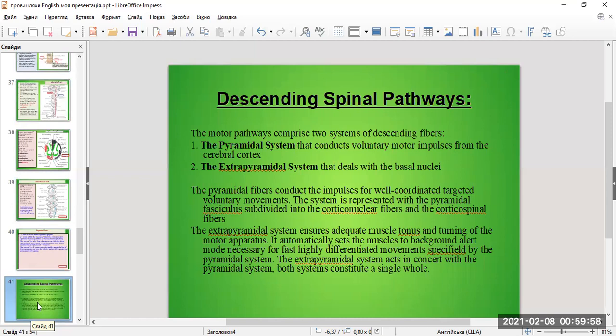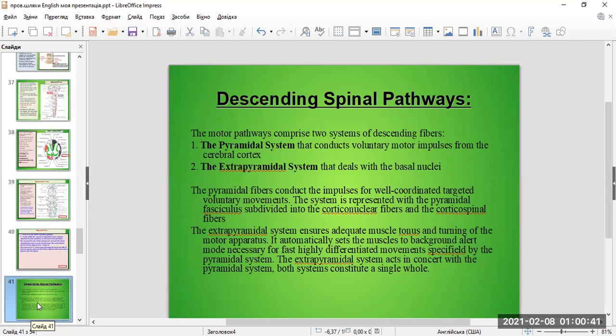Descending spinal pathways. The motor pathways comprise two systems of descending fibers. The pyramidal system that conducts voluntary motor impulses from the cerebral cortex, and the extrapyramidal system that deals with the basal nuclei. The pyramidal fibers conduct the impulses for well-coordinated, skilled voluntary movements. The system is represented with the pyramidal fasciculus subdivided into the corticonuclear fibers and the corticospinal fibers.